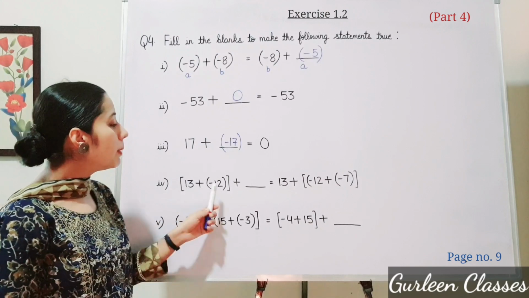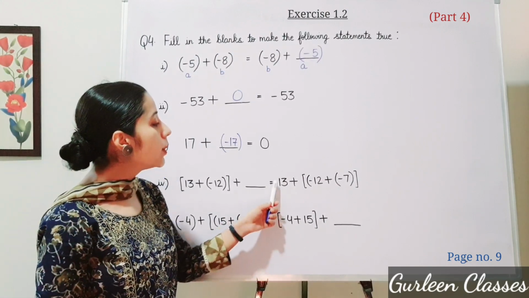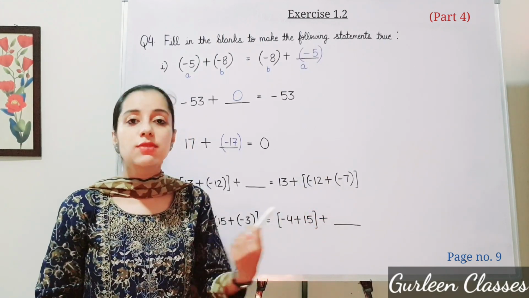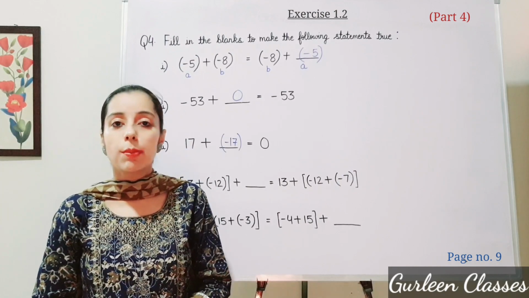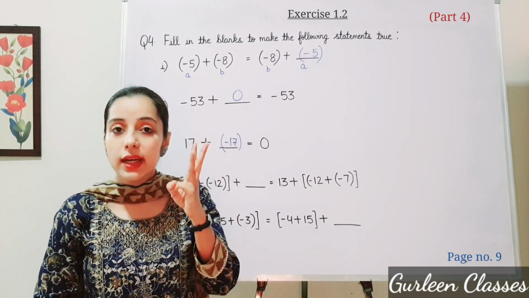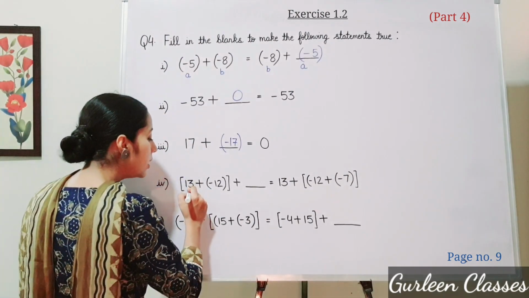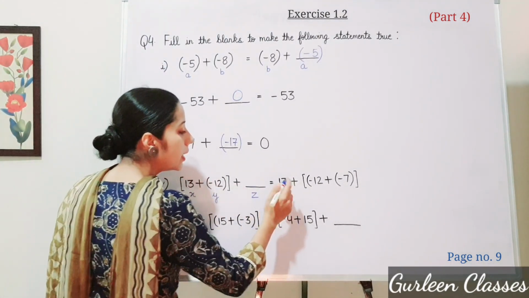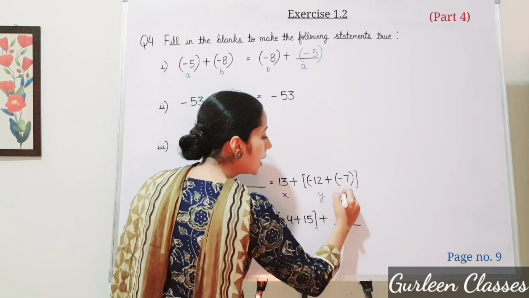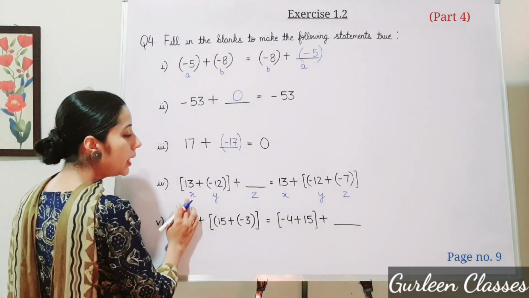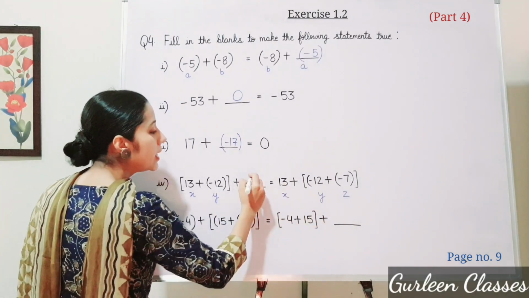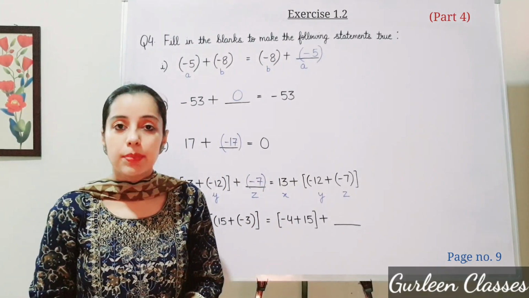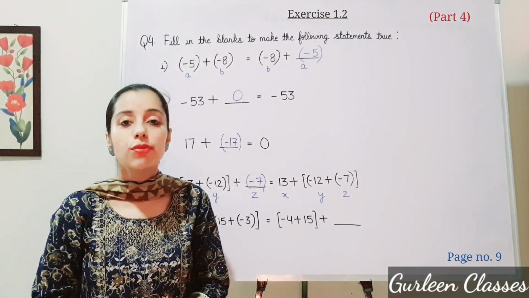Next part, 13 plus -12 plus dash is equal to 13 plus, in bracket it is given, -12 plus -6. So this fill in the blank is based on the associative property of addition, where we take the 3 integers together. So if you see, we have taken the grouping of x plus y plus z. So x is 13, y is -12, z is -7. Both the sides will be equal as the digits are the same. This is based on the associative property of addition.